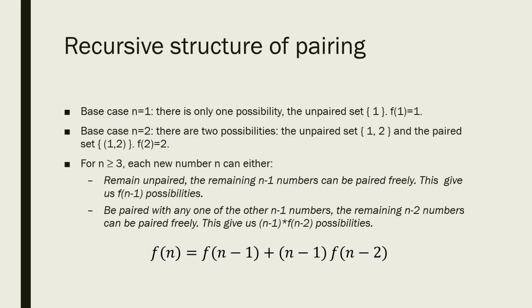Or n can be paired with any one of the other n-1 numbers, and then the other n-2 numbers can be paired freely. This gives us n-1 times f(n-2) possibilities. Finally, we arrive at the beautiful recurrence relation.